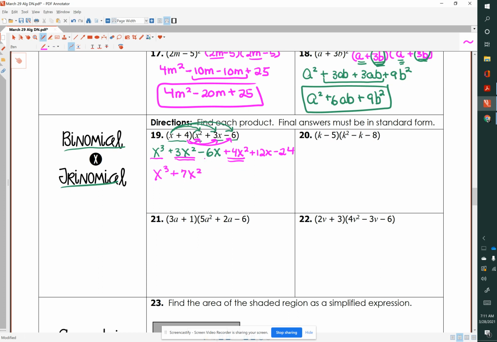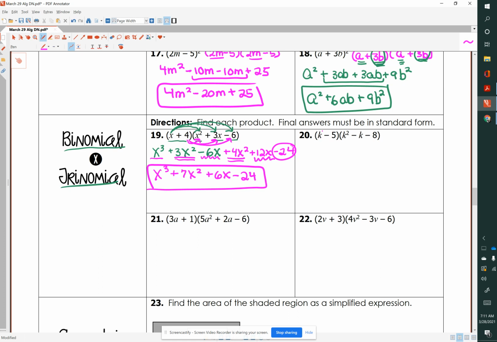We have negative 6x plus 12x, so that's going to be a positive 6x. And then we have our constant of negative 24. And that's our final answer, and that's written in standard form. So take a deep breath and try number 20 on your own.